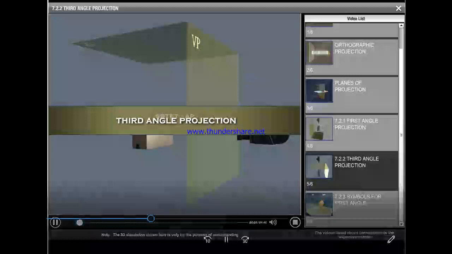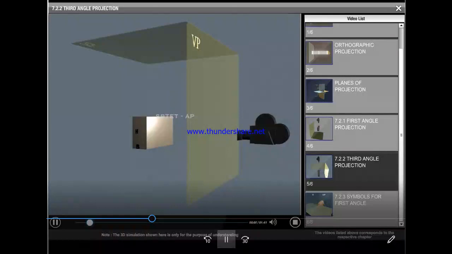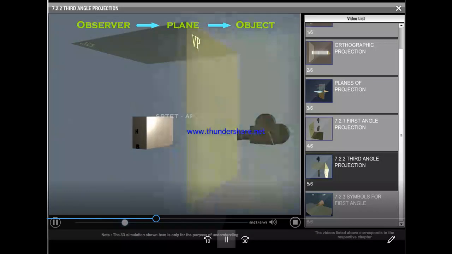Third angle projection method. In this video, we will look into the concept of the third angle projection method. In this projection method, the object is placed in the third quadrant and the setup is observer, plane of projection, followed by object. We have to assume that the planes are transparent. Now, the front view is to be projected onto the vertical plane.